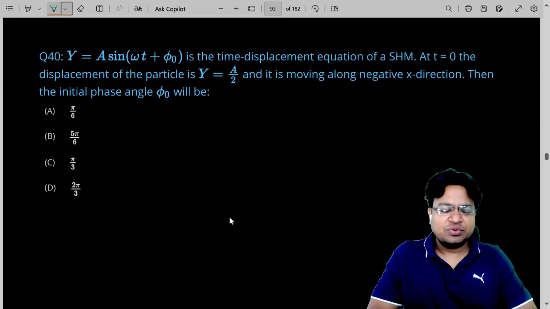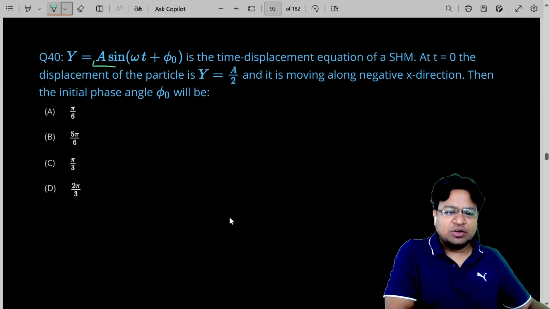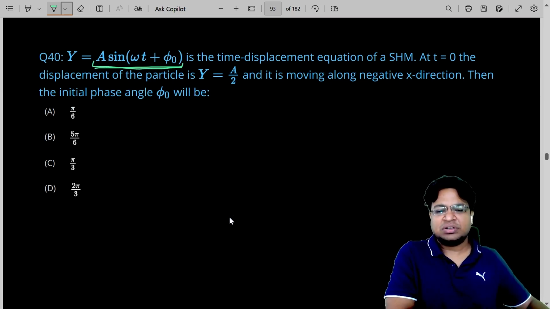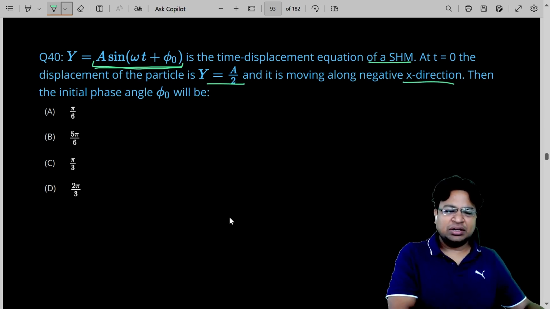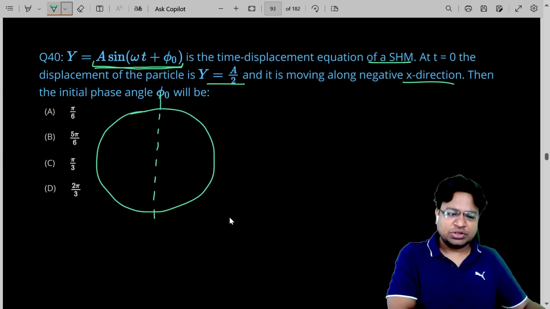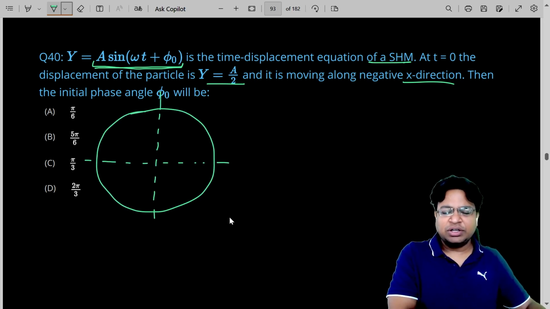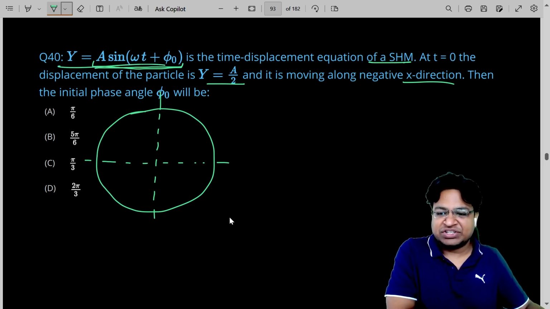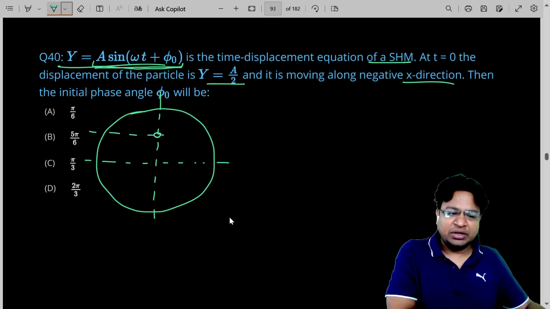Next we go to question number 40. It says A sin(omega t plus phi naught). This is the time displacement equation. At t equal to 0, the displacement of the particle is A by 2 and it is moving along the negative axis. So guys, any SHM, we can compare it with circular motion. We use the circular motion analogy. I will assume that a particle is moving on the circle and its projection on the y-axis is the particle which is performing the SHM.